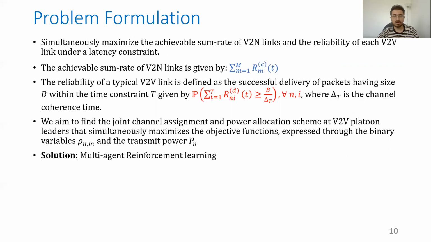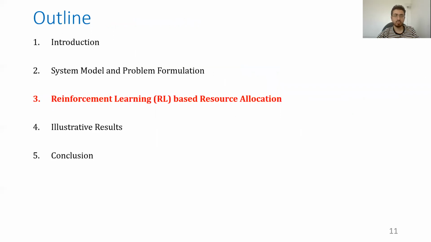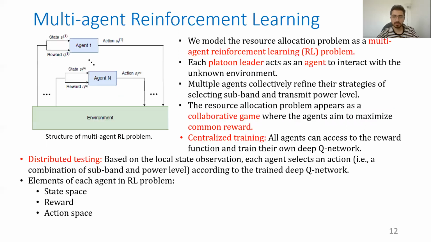And so in this scenario, we aim to find the joint channel assignment and power allocation scheme at the V2V platoon leaders that is simultaneously going to maximize the two objectives. And for this, we use multi-agent reinforcement learning. So moving on to reinforcement learning based resource allocation. In our approach, each platoon leader acts as an agent and interacts with the unknown environment. Based on the reward it receives, it refines its strategy for power allocation and subband allocation. In order to ensure collaboration, we use a common reward for all of the agents during the centralized training stage.